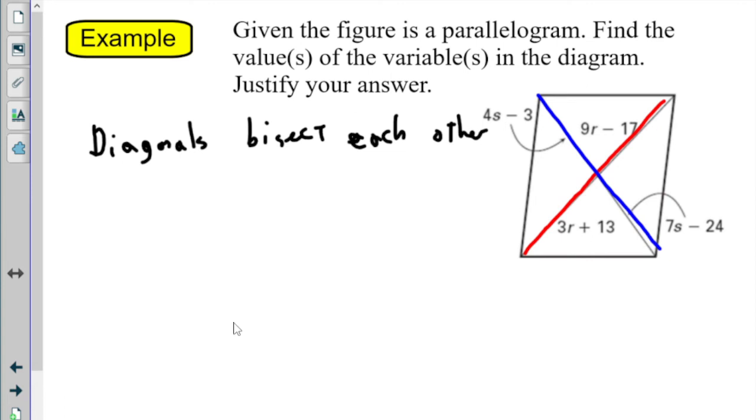So if I'm looking at diagonal number 1, it's getting bisected. So these pieces have to be the same. There's my equation. My equation is take those pieces and make them equal. We have 3r plus 13. We have 9r minus 17. And we're going to be making them equal to each other.